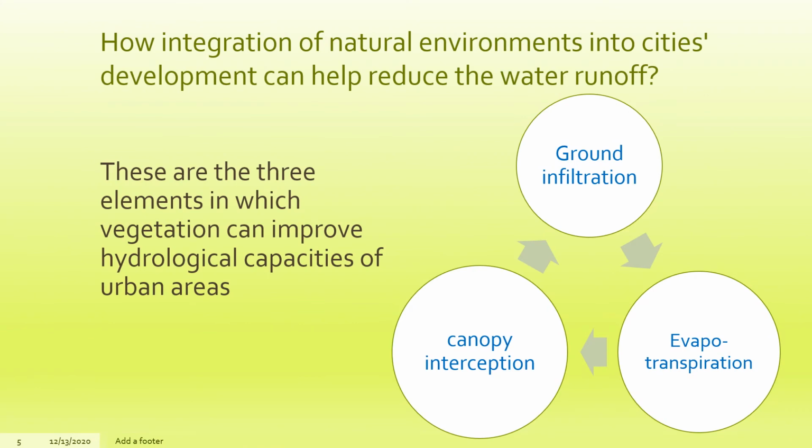How integration of natural environments into city development can help reduce the water runoff. Here are three elements in which vegetation can improve hydrological capacities of urban areas. Number one is ground infiltration, two, evapotranspiration, and third, canopy interception.